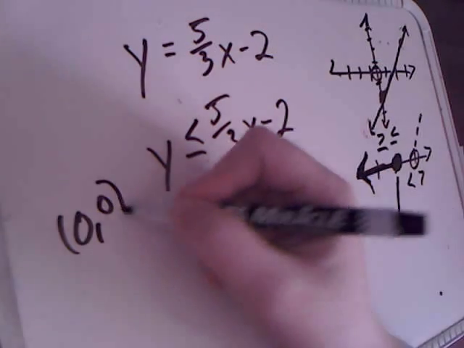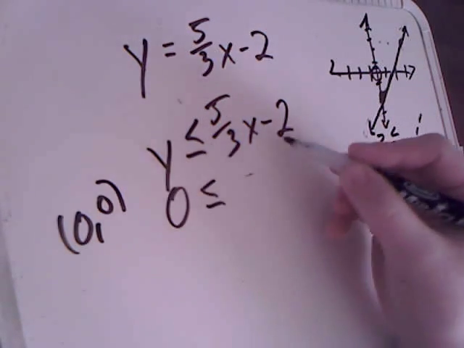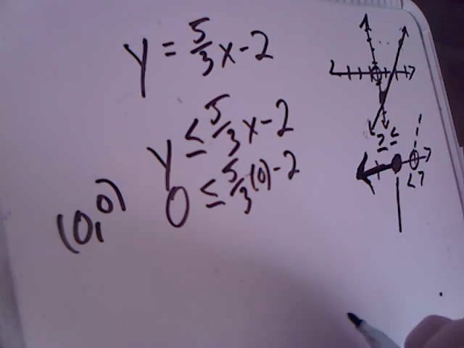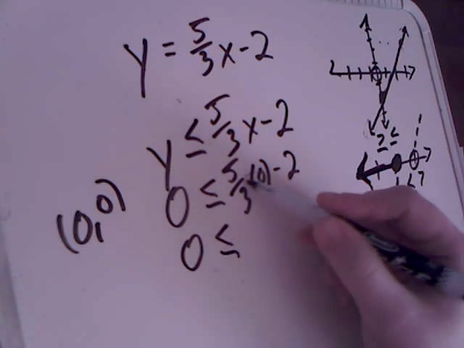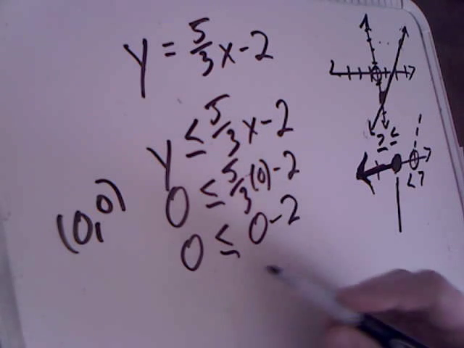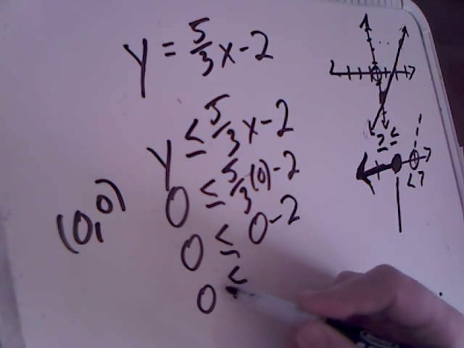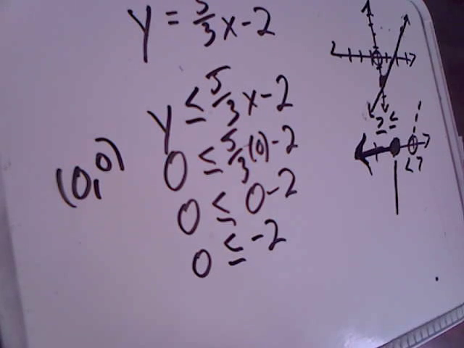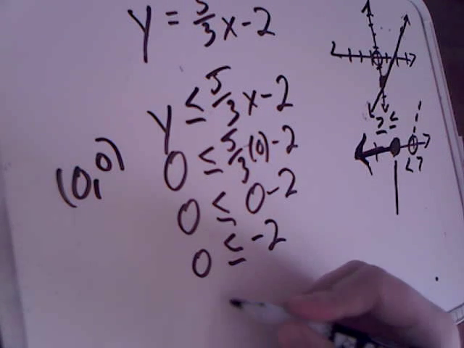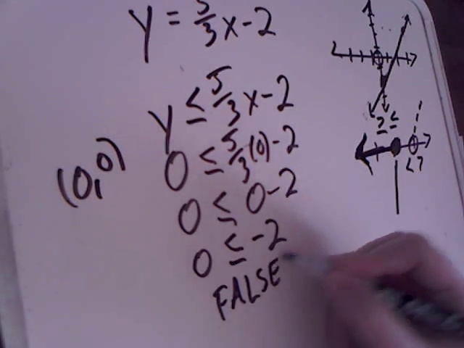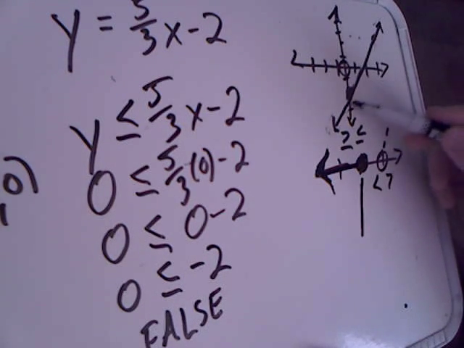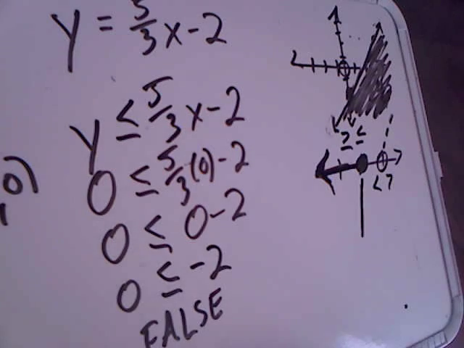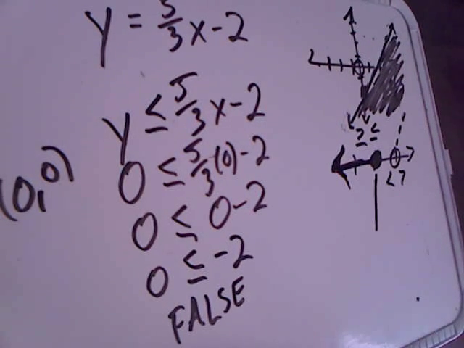So because we're picking 0, 0, y is going to be 0, and x is going to be 0. So when we simplify this equation, 0 is still on this side. 5 over 3 times 0 is 0, which means we have 0 is less than or equal to -2. Is that true? Is 0 less than or equal to -2? Well, the answer is no. That's false. So you are not going to shade in the side where the origin is. We're going to shade in the other side. And your answer consists of everything on this grid. And that's all you need to do.